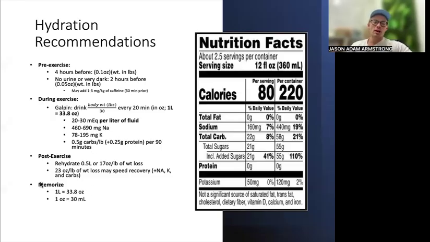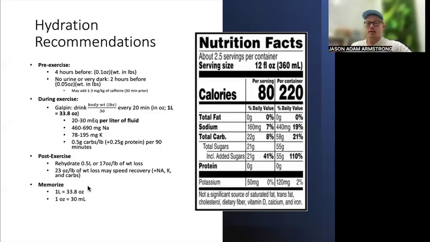Then post-exercise, for rehydration, it's 17 ounces per pound of weight loss. So you are just replacing weight loss, right? I didn't lose tissue in a 2-hour event. I did lose a lot of water. So we assume all weight loss comes from fluid loss. Okay. So we're just trying to replace that.